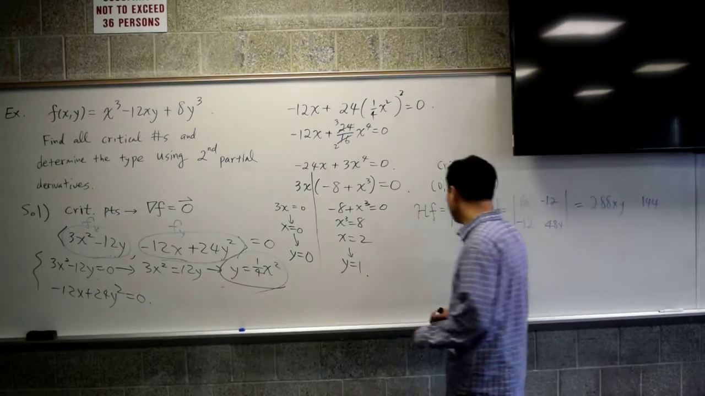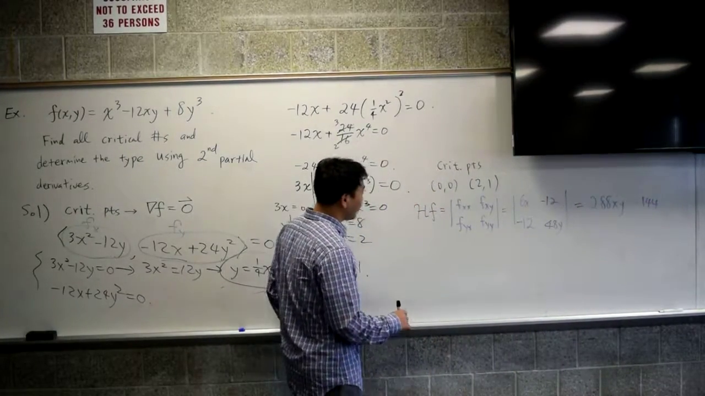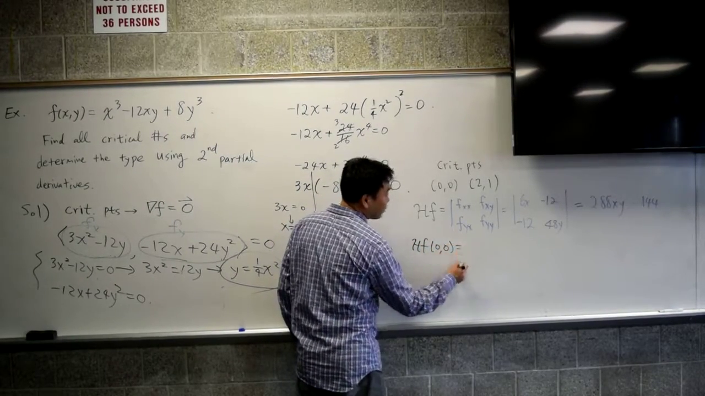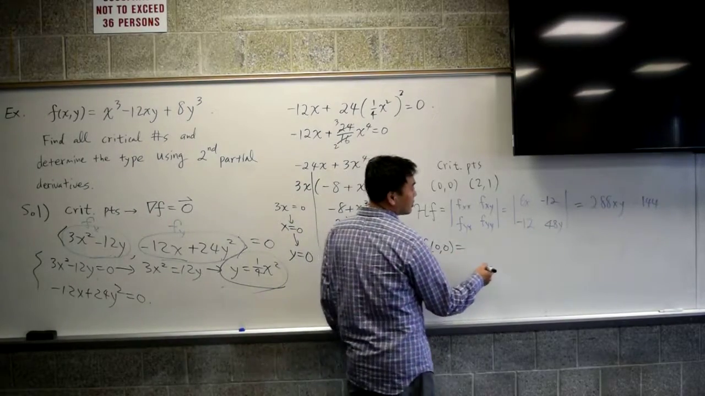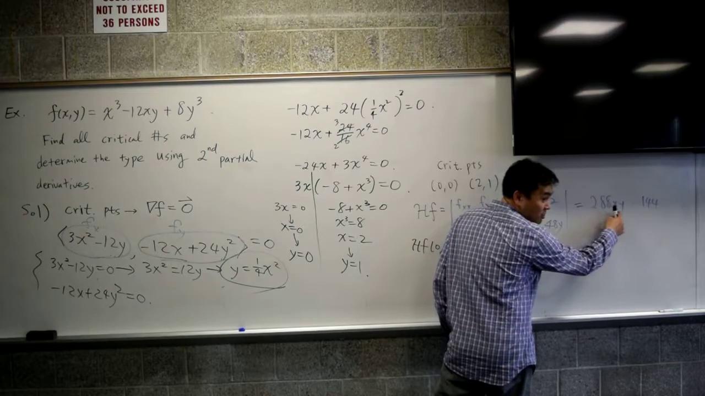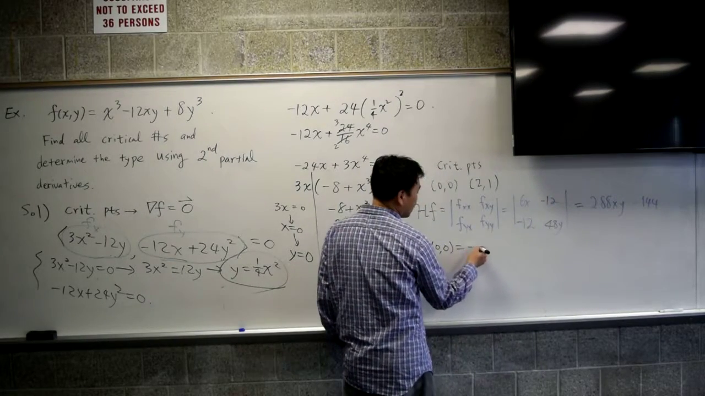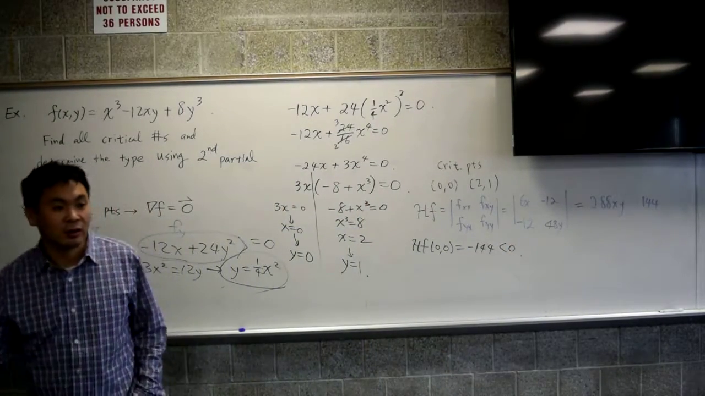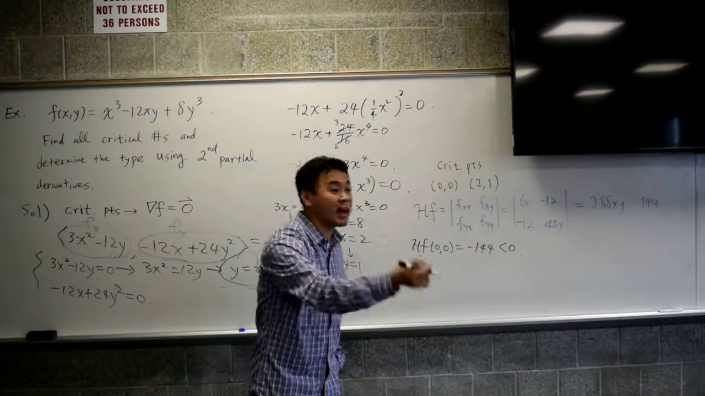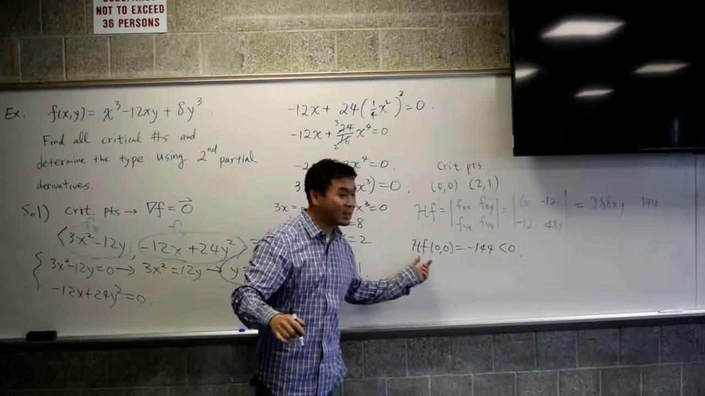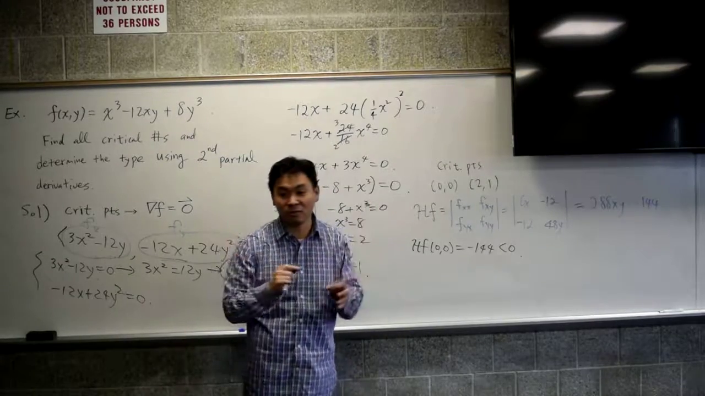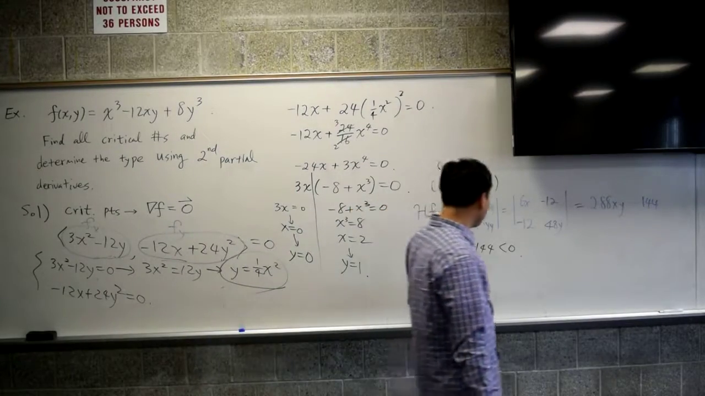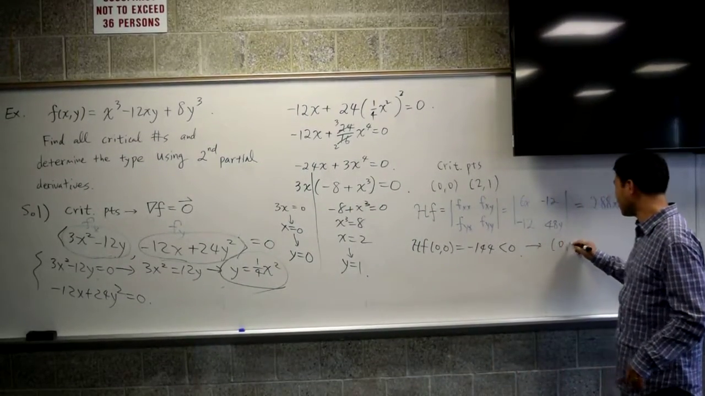And now let's try to figure out the Hessian for each case. What is the Hessian of f evaluated at (0, 0)? That means I'm plugging in 0 for each one of them, right? So you get negative 144. So this is negative, which means it's a saddle. Because this being negative means there's a change from a frowning face to a smiling face at some point, or vice versa. This means that (0, 0) is a saddle.